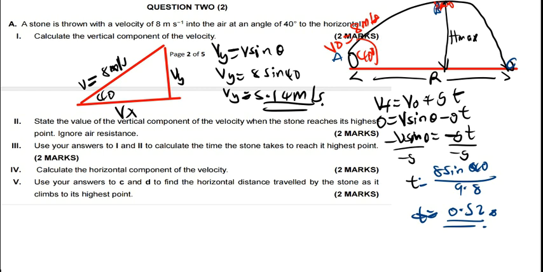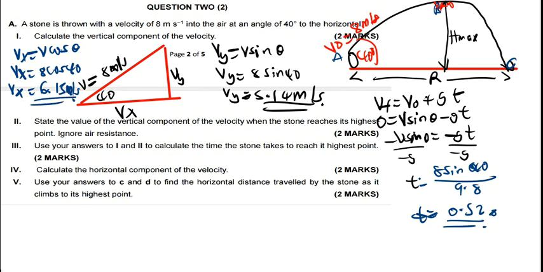If I go to part 4, which is saying calculate the horizontal component of the velocity, it's just the Vx. So Vx is V cos theta. Then Vx is 8 cos 40, which is 6.13 meters per second.